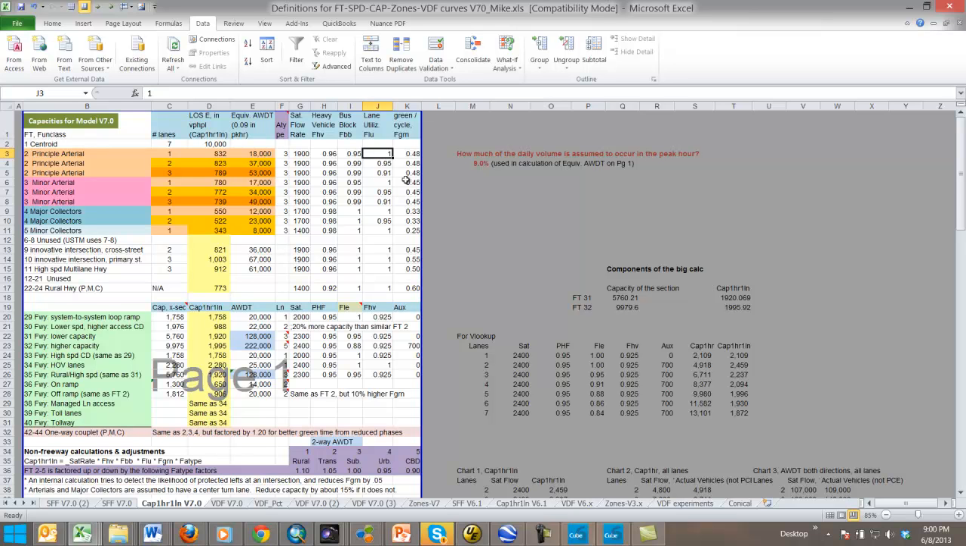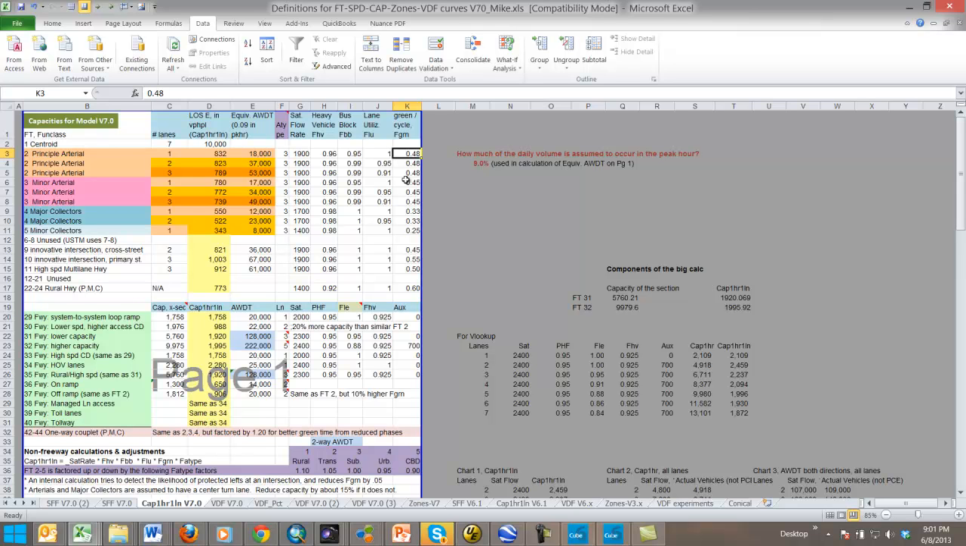Then lane utilization, this is people bunching up in one lane or the other. Sometimes even if you have 2 or 3 lanes in a single direction, it's not full capacity because everybody bunches up in one of the lanes because they've all got to make a right turn pretty soon or something like that. So that is a discounting factor as well. But the biggest discounting factor is green time.